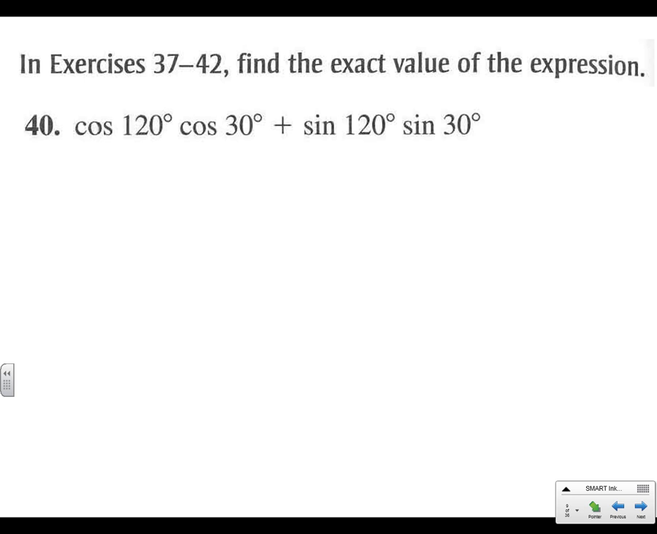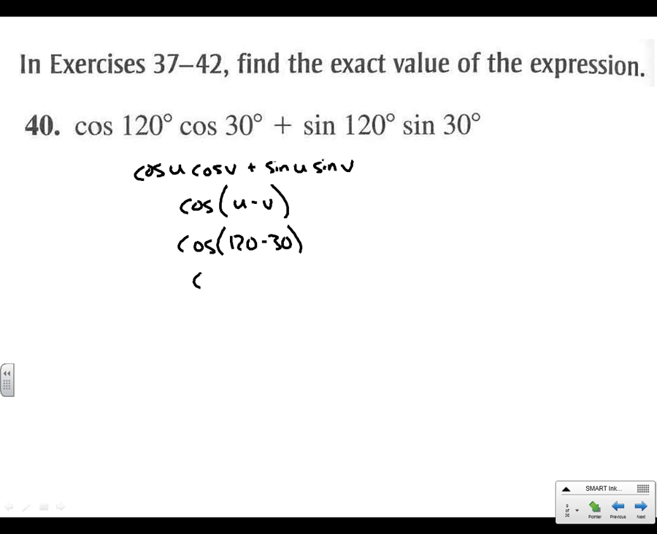Problem 40, cosine u cosine v plus sine u sine v. Which formula is that? That's cos of u minus v. So we'll plug in our numbers: cos of 120 minus 30, cos of 90. If we look on our unit circle, the x value at 90, because remember cosine is the x, is 0. And that's your correct answer. Move on to 50.